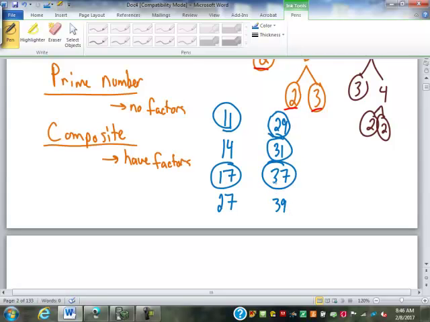39, 3 and 13. 41, prime. 47, prime. 49, yeah, 7 and 7. 51, 3 and 17. 57, 3 and 19.